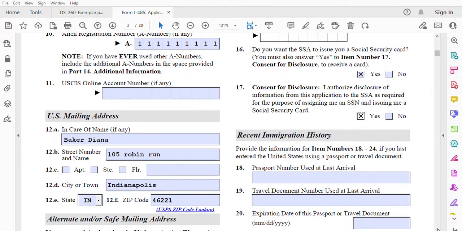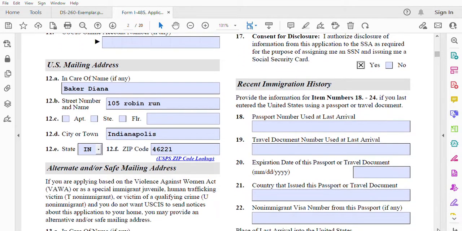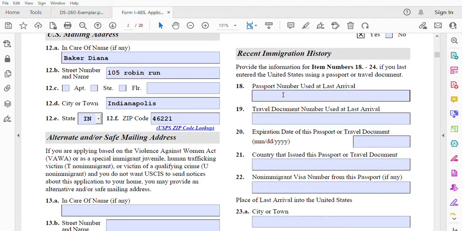Next, we're gonna go to recent immigration history. Provide the passport information, items 18 to 24, if you last entered the United States using a passport or travel document. In our case, we're using a passport. It is Morocco, MA. That's a fake passport number. We did not use a travel document. Expiration date is 01/01/2028. The country issuing the passport is Morocco. Non-immigrant visa is 44444. That's a fake number.